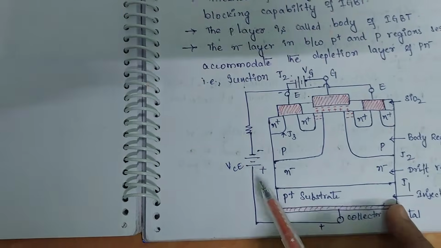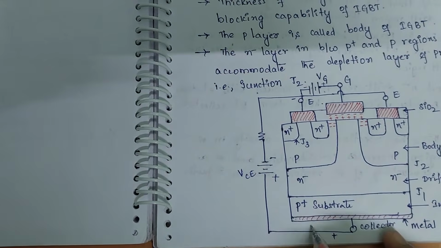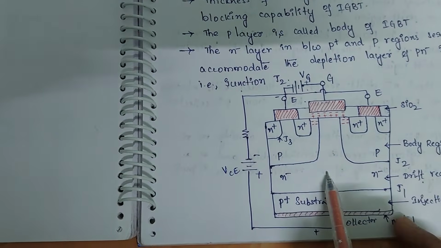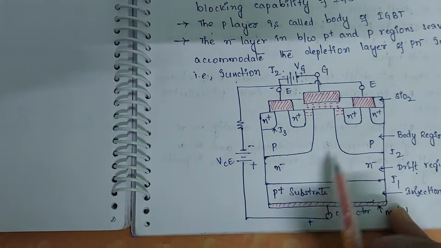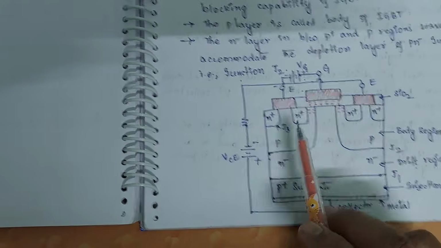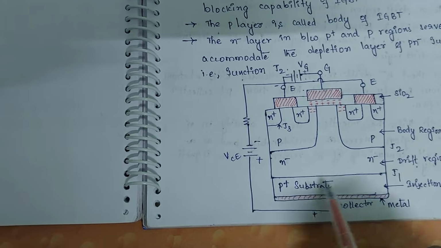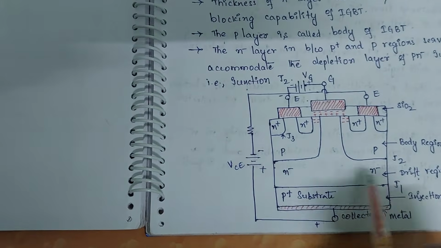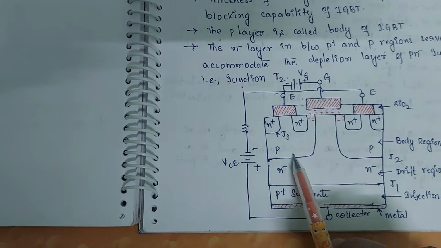So as in this connection how we have represented, when the collector is made positive with respect to the emitter, this is said to be in the forward bias condition. So as we know, when this is in the forward bias condition, what happens to the junctions J1 and J2? The J2 junction is going to be in the reverse bias condition.